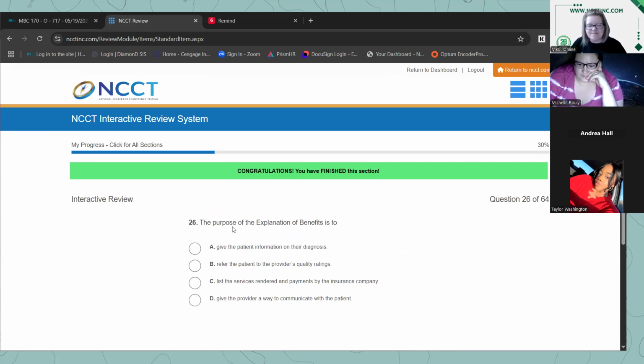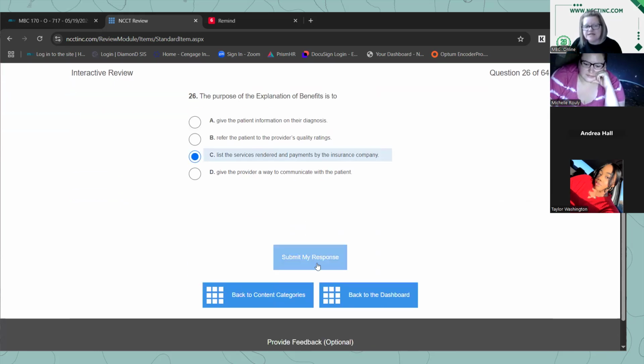All right, the purpose of the explanation of benefits is to A, give the patient information on their diagnosis, B, refer the patient to the provider's quality ratings, C, list the services rendered and payments by the insurance company, or D, give the provider a way to communicate with the patient. What do you guys think this is going to be? What's an EOB for? That is correct. It's going to be C. It's going to list your services that were done and the financials, how they were processed.